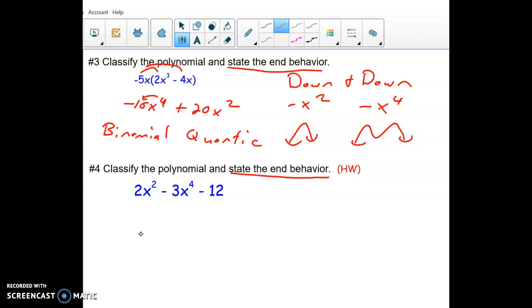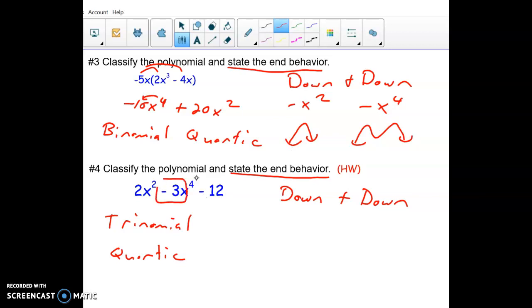All right, second example here is a trinomial, 3 parts, and quartic again, because it's a fourth power. And the end behavior would actually be down and down, for the same reason as the previous one. It's negative and fourth power.